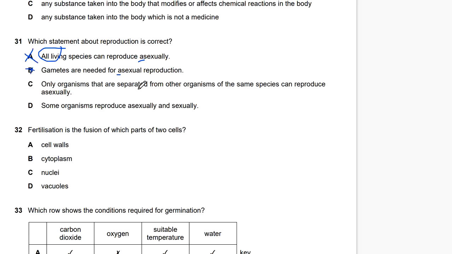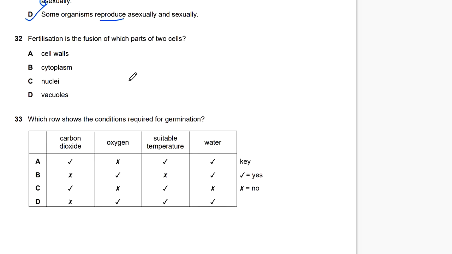Only organisms that are separated from other organisms of the same species can reproduce asexually. They can lay eggs like chickens. They can lay eggs even if there are no gametes. However, the eggs are infertile, so they cannot be reproduced asexually. Some organisms reproduce sexually and asexually. So not all organisms can reproduce both asexually and sexually, but some. So the correct answer is letter D.